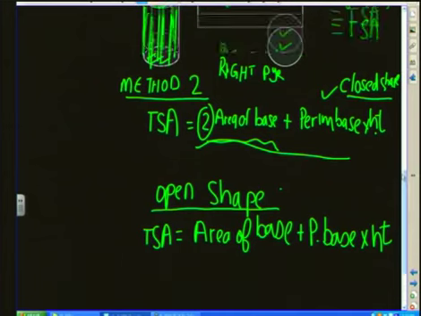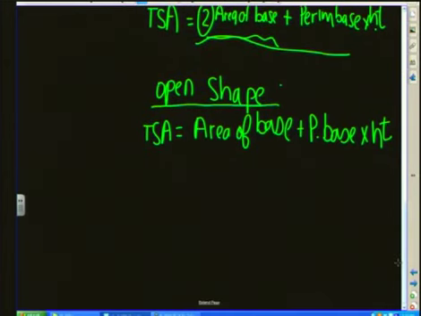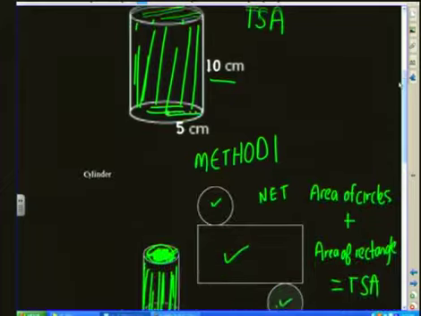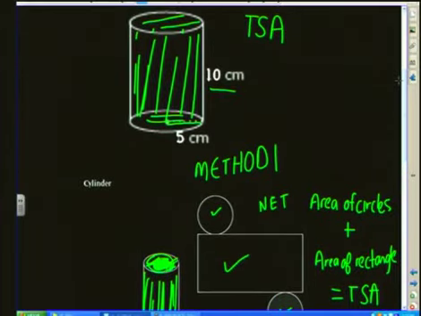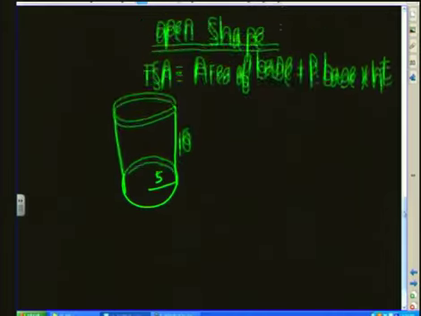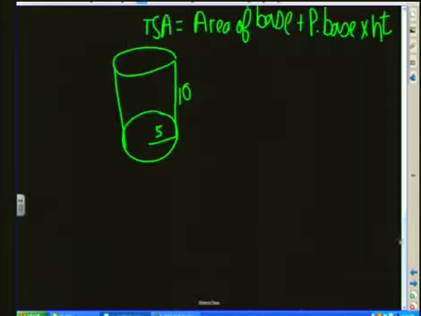In this case, we are given a closed shape, so we're going to use 2 times the area of the base plus perimeter of the base times the height. Now remember, we identified that the base was a circle and the radius was 5. They also gave you in the diagram that the height of the shape was 10 centimeters. So this is our prism, our cylinder, and the height is 10, and the radius of the base is 5. This is all in centimeters.